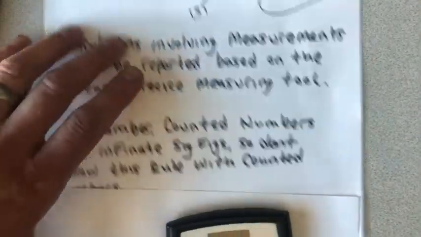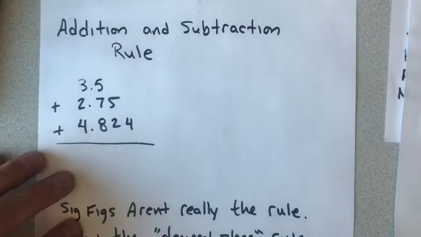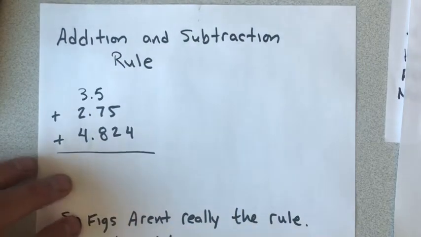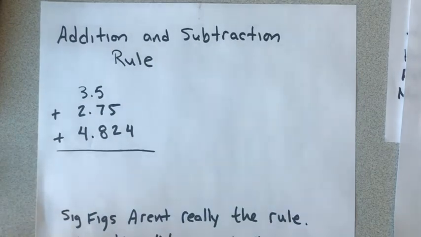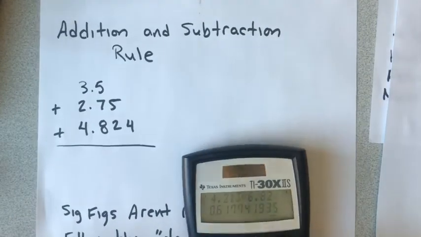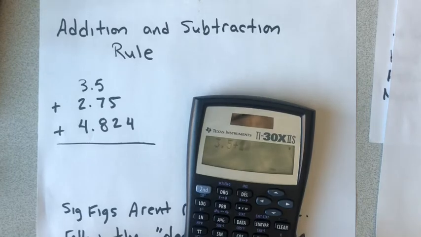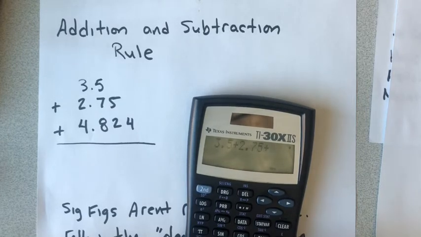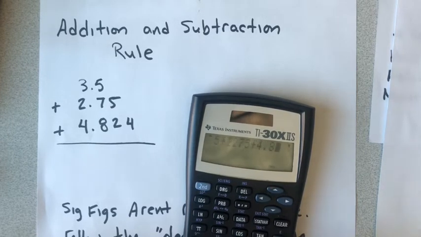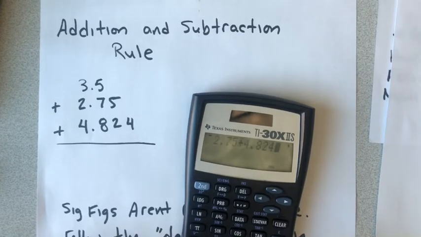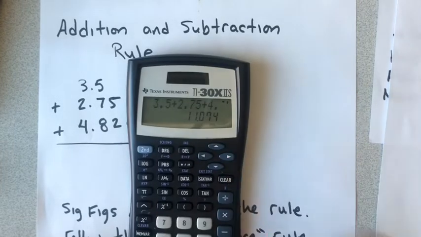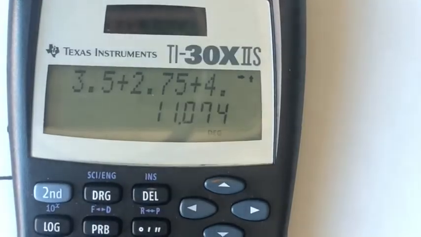Now, the other family of math that we would do is addition and subtraction, and they follow a slightly different rule. So let's just add up these numbers and see what we get here. 3.5 plus 2.75 plus 4.824. Okay, that gives us this number here, 11.074.